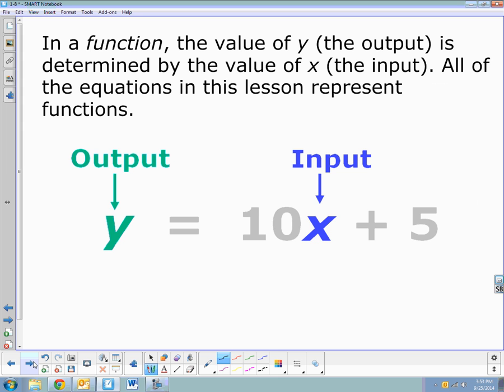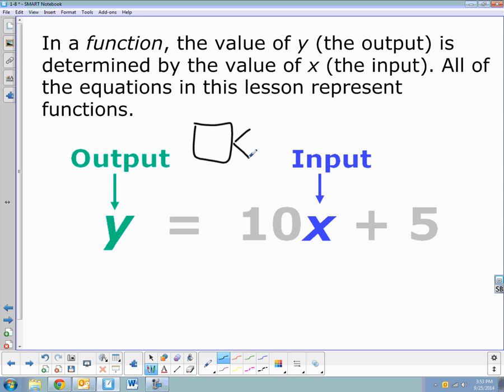So where we start to find these, where we start to use these, is in a function. In a function, the value of y is the output. Y is what's coming out of the function. You maybe have heard of a function machine. We're not going to be doing much with function machines, but it's the same general concept, that y is what comes out of the function machine.